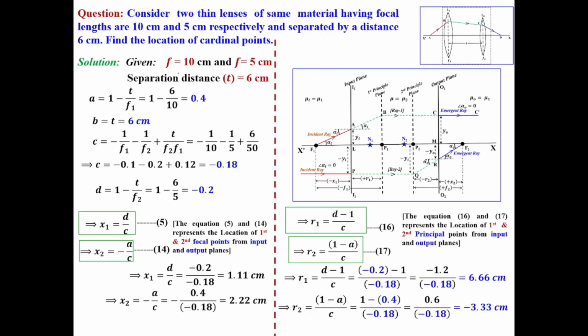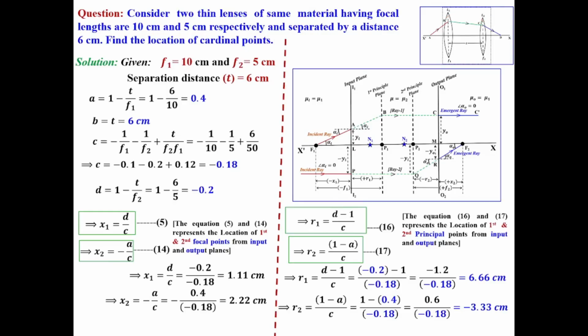What is given? In your question it is given that f1, the first focal length, that means for lens 1, focal length is 10 centimeter. For the second lens, focal length is f2 equal to 5 centimeter, separated by a distance 6 centimeter.